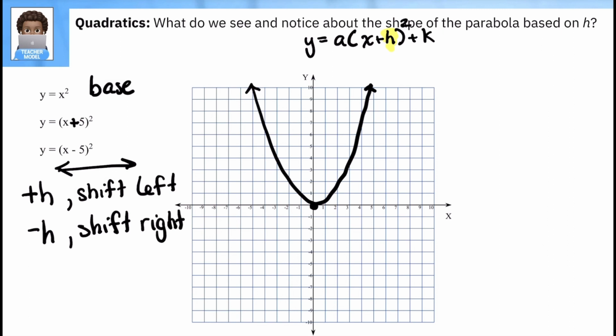So what that's going to look like in these two examples, if I have (x plus 5) squared, I'm going to move over here. So we should see that shift happening when h is positive. And when h is negative, we're going to see the opposite. We're going to see the shift happening in the other direction. So that's my sketch. Let's look at it on Desmos to confirm.